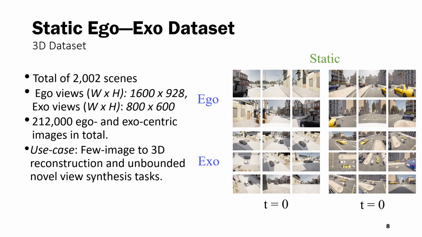The static ego-exo dataset consists of around 2000 scenes. Ego views have a size of 1600 by 928 and exo views of 800 by 600. All egocentric cameras follow the nuScenes camera configuration shown before. On the right, we can see a number of example views. The top row shows 2 times 6 ego views. The bottom row shows 2 times the corresponding exo views. In total, we collect 7 ego views and 100 exo views per scene.